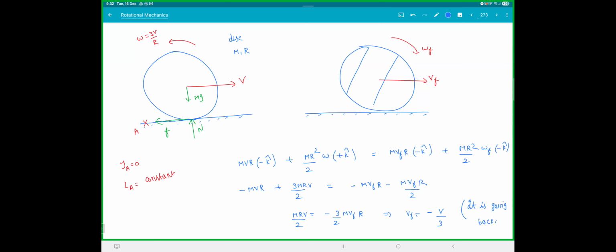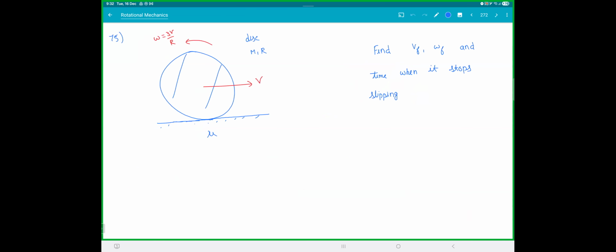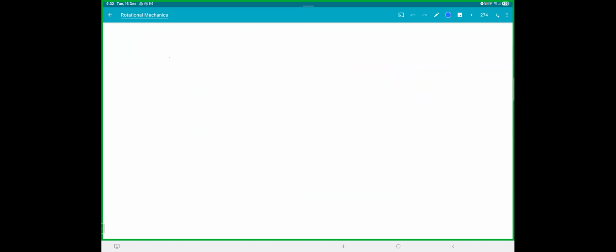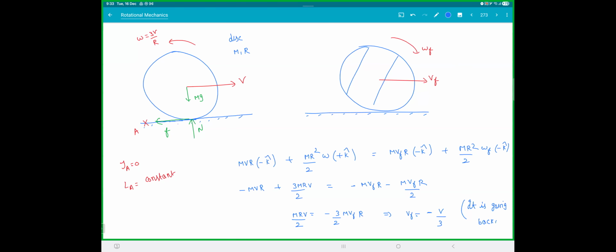And then what else do you need? I think you'll get everything from here. You want time, so friction will be mu mg. So acceleration will be mu g. V final will be V minus mu gt, but your V final itself is minus V by 3. So time will be 4V by 3 mu g. You got everything. Please have a look at this.